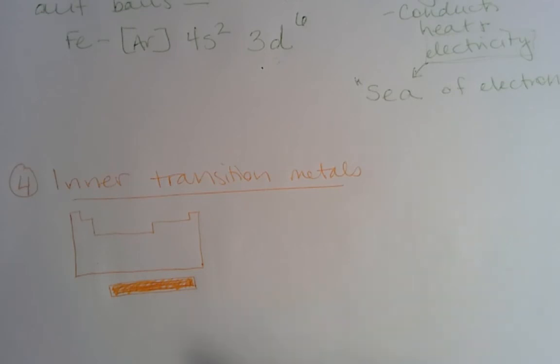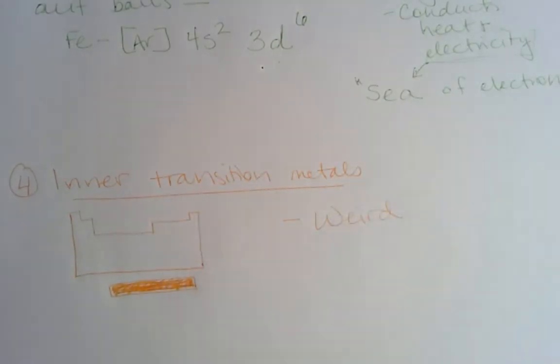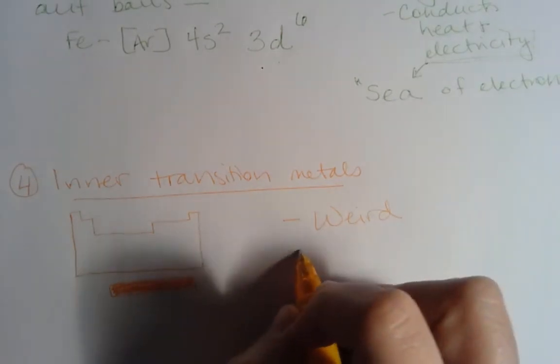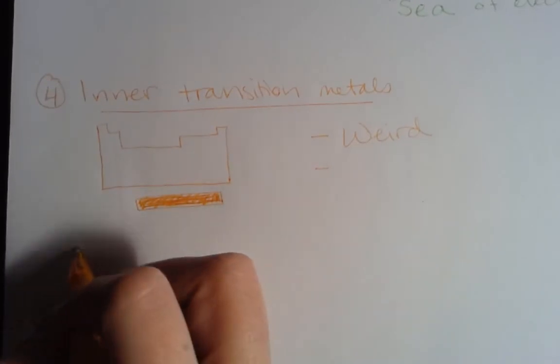Okay, let's do properties first, just to mix it up a little. Inner transition metals are weird. You're like, good, that doesn't sound very scientific. They're characterized by these F orbitals. Okay, so much for properties. Aufbaus.